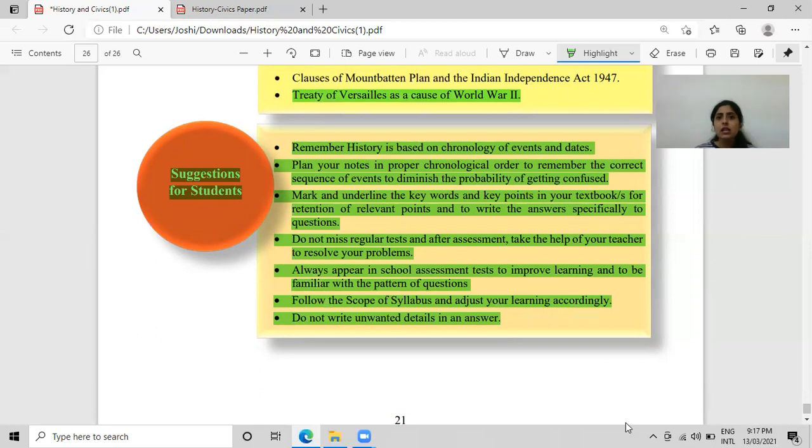So it is very easy to remember the events and dates if you study them in a chronological way. Also, a particular PDF is being prepared. We will be giving you a particular sheet where all the important dates and events of our history chapters are mentioned. Next thing, you should plan your notes in proper chronological order to remember the correct sequence of events and to diminish the probability of getting confused.